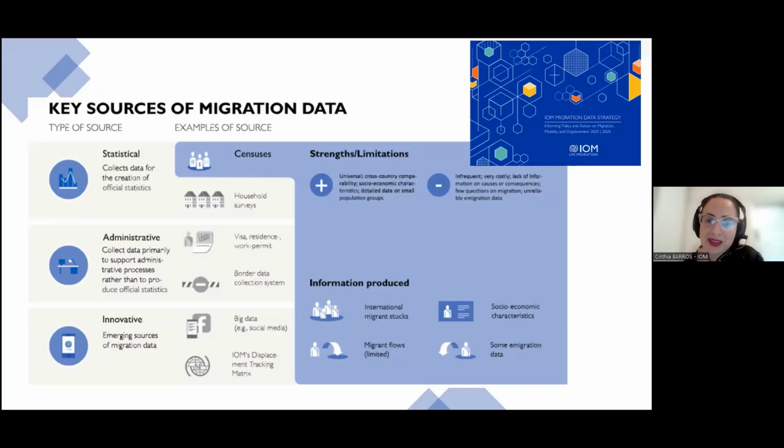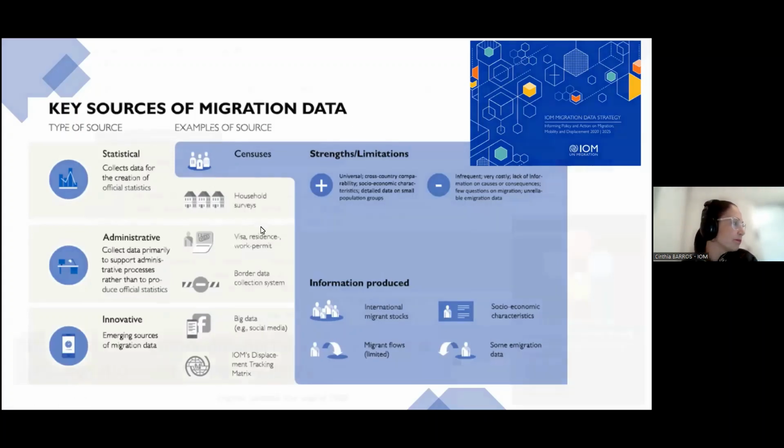But we are here to talk a little bit about the last one, the innovative sources. IOM works in humanitarian contexts, such as Ukraine, Sudan, among others. In this context, the collection and use of statistical and administrative information is, for the most part, little and non-existent. Therefore, they need to use new methodologies.